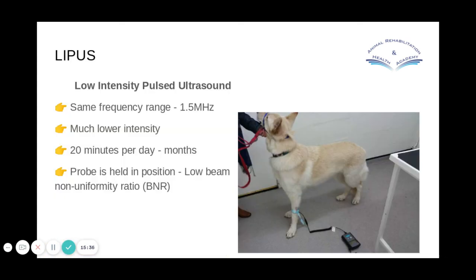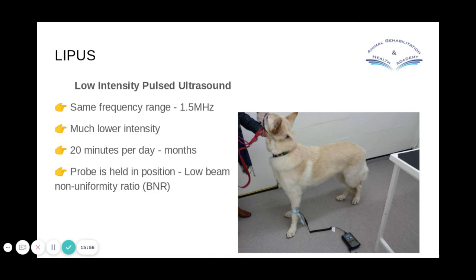So if we move on, we can think about LIPUS. You might have heard this as LIPUS, or low intensity pulsed ultrasound. This is the same frequency, but a different piece of equipment. So you cannot deliver low intensity pulsed ultrasound with your normal shortwave ultrasound machine at the moment. Who knows, maybe they'll get them into one at some point.